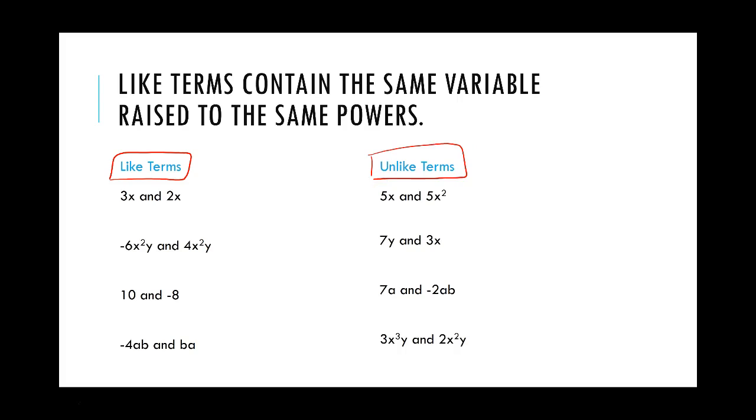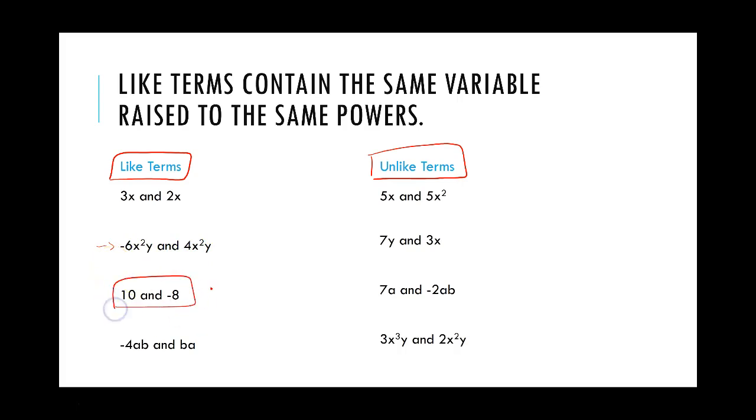In order for terms to be like, their variable has to look exactly the same. That means the letter has to be the same, the power has to be the same. So 3x, 2x, because the x and the x are the same, they're like terms. For this one, we have x to the second y, x to the second y, which makes them like terms.